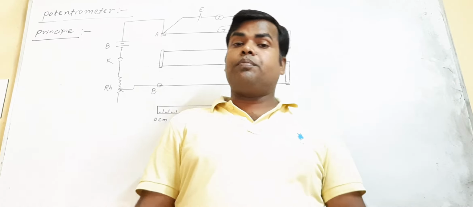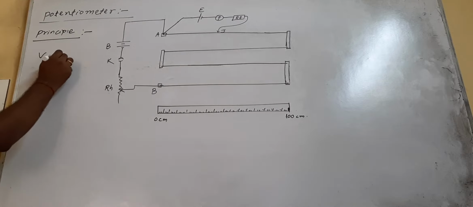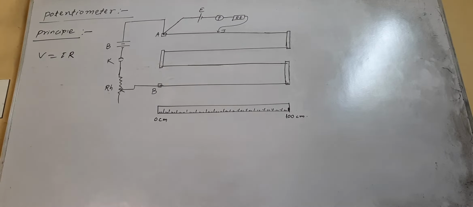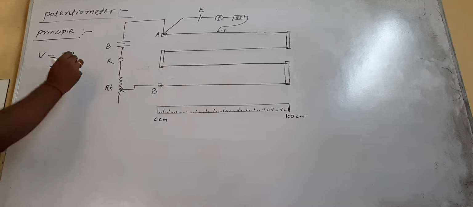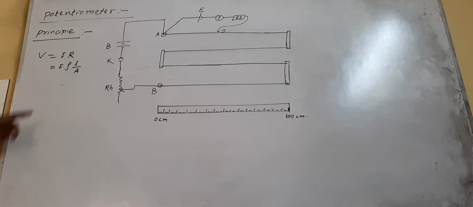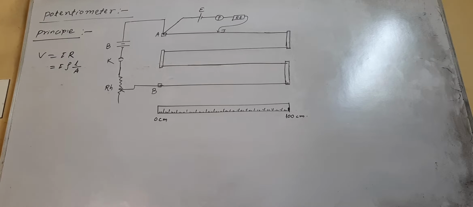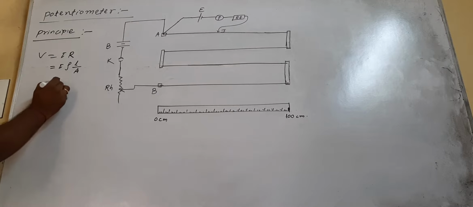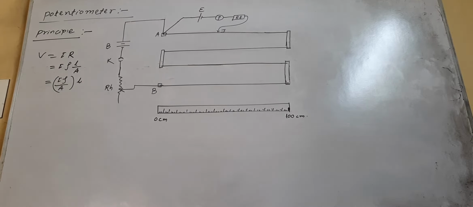Let us prove the principle. We know V is equal to IR, that is your Ohm's law. This R is rho L by A. Rho is the specific resistance of the wire, A is the area of cross section of the wire, L is the length of the wire. This is equal to I rho by A into L.